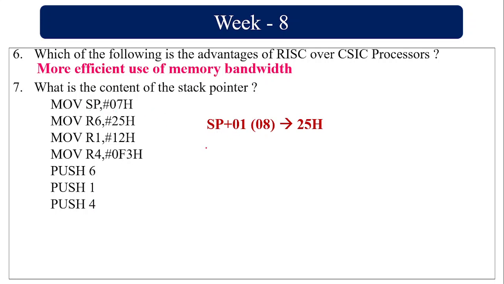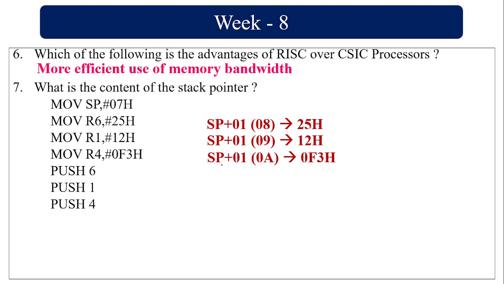While you are pushing the value, the stack pointer should be incremented by 1, and then the content will be pushed into the memory location. So stack pointer is 07. It should be incremented by 1. It becomes 08, and 25 is pushed. Next is push 1. So increment your stack pointer by 1. So 8 plus 1 becomes 9. So 12 is pushed.